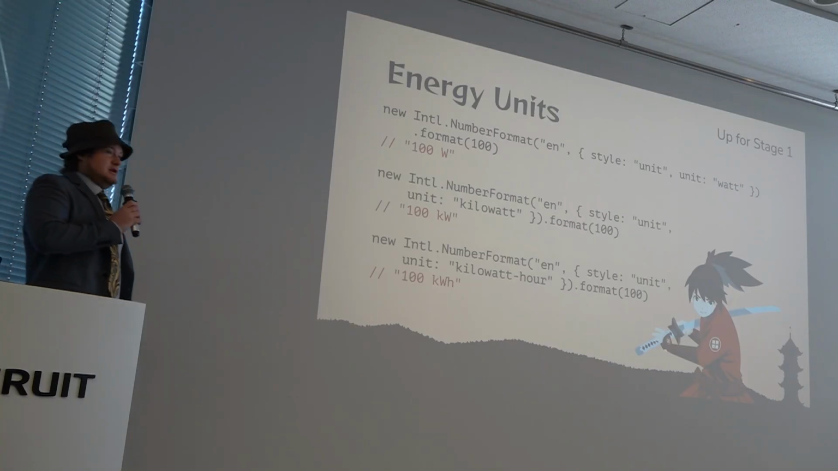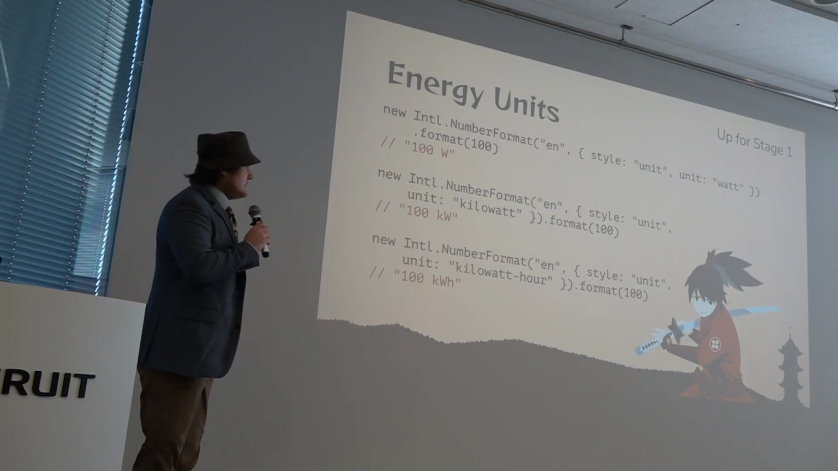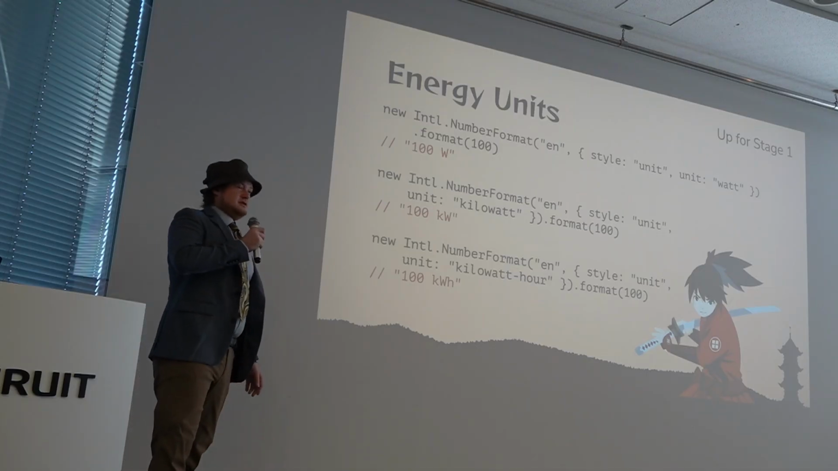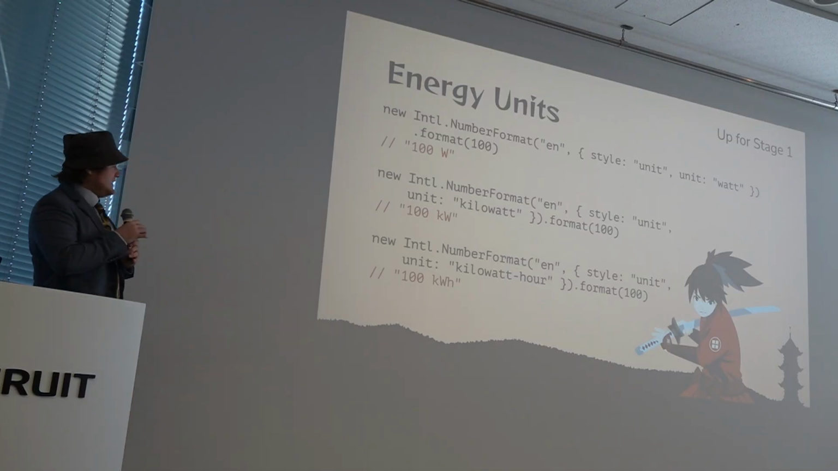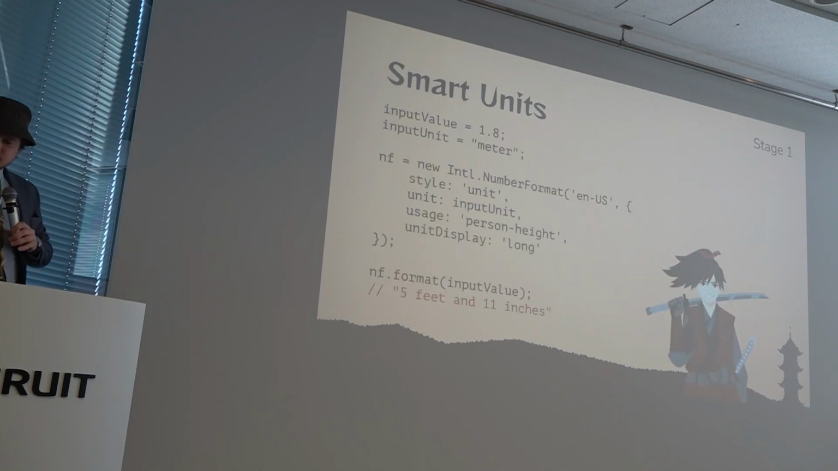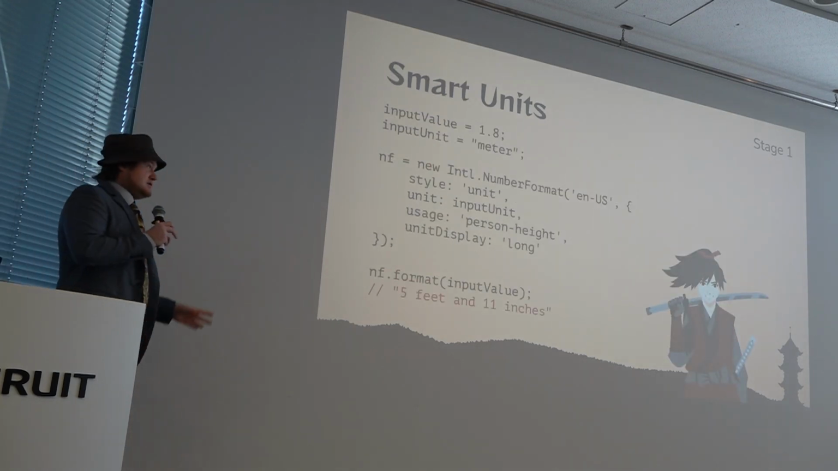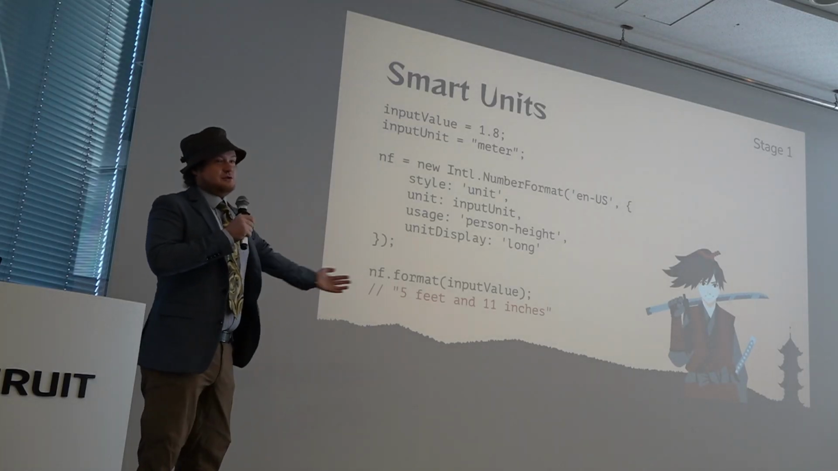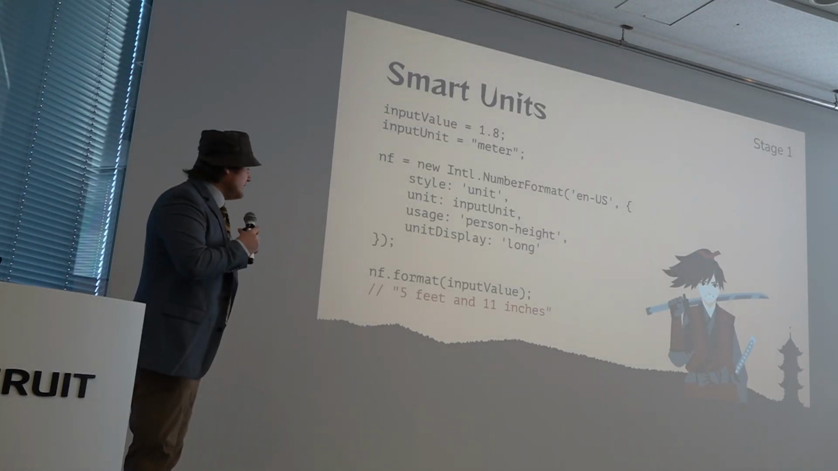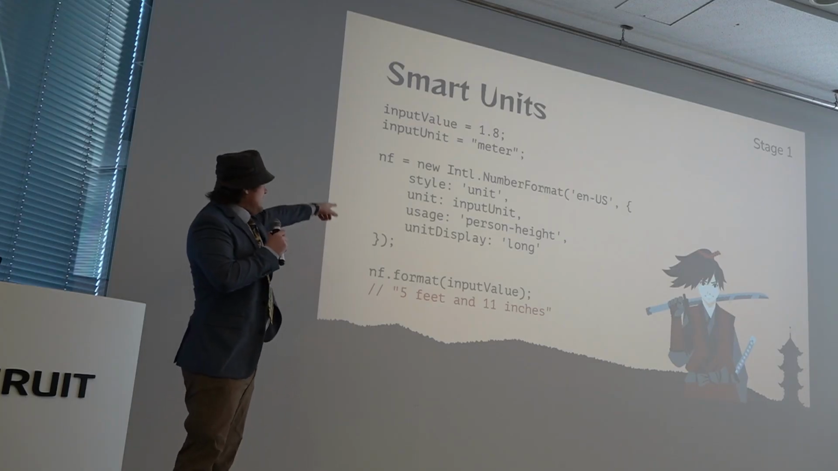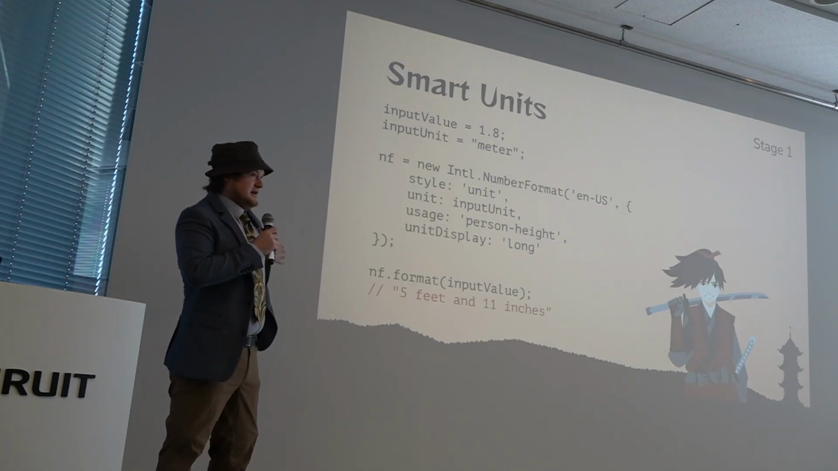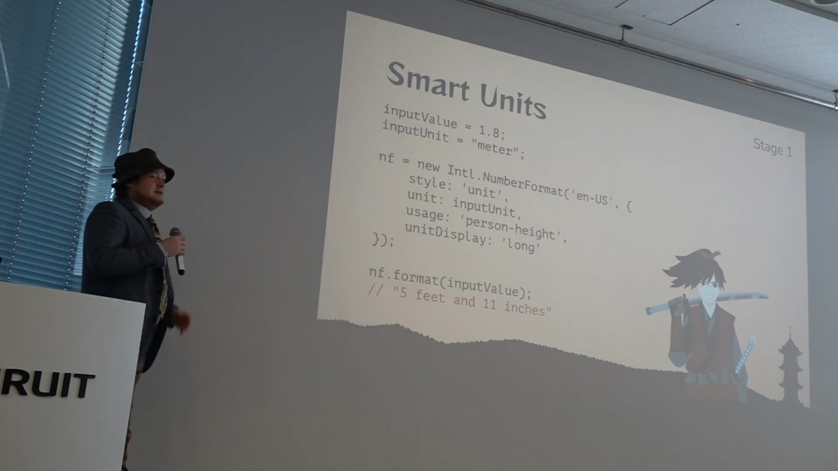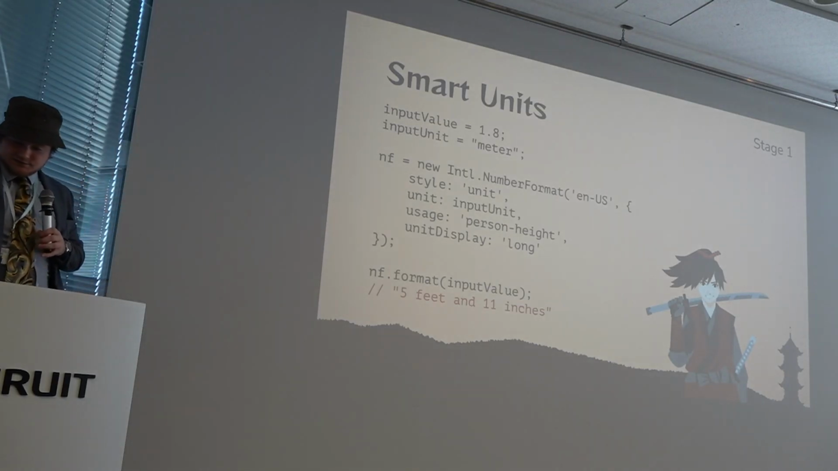Energy units, this one is going to be up for stage 1 just this week. We already support formatting of measurement units, but we don't support energy units, so this adds kilowatts, watts, and kilowatt hours. Smart units, this one allows you to put in a measurement in one unit and get out the correct localized unit for the locale that you're targeting. So for example, if you're measuring person height, you have 1.8 meters, you might get out a string like 5 feet and 11 inches if you're targeting en-US, or US English, for person height.